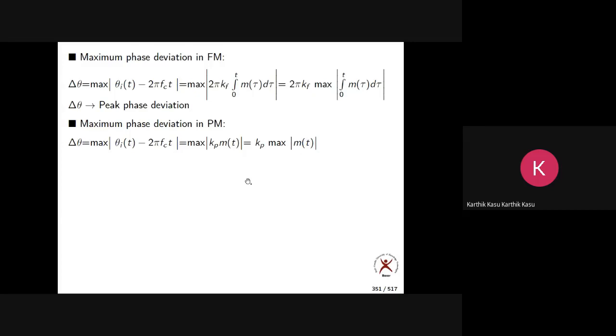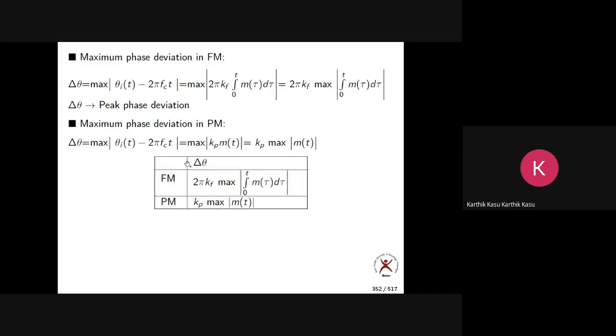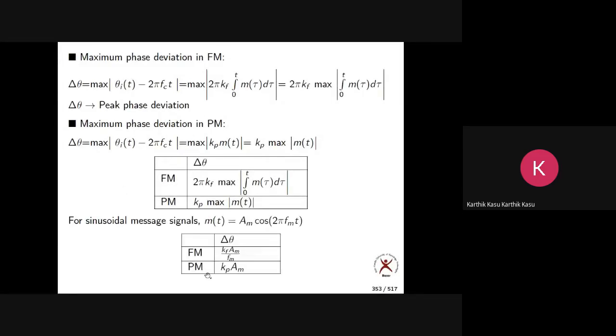Okay. So this is a table which indicates the maximum phase deviation or peak phase deviation in case of FM as well as in case of PM. Now they can be derived very easily. They don't involve any complex mathematics, only simple mathematics. I hope you can do this. Now this is what we get if the message is a sinusoidal signal, that is Am cos 2 pi fm t.